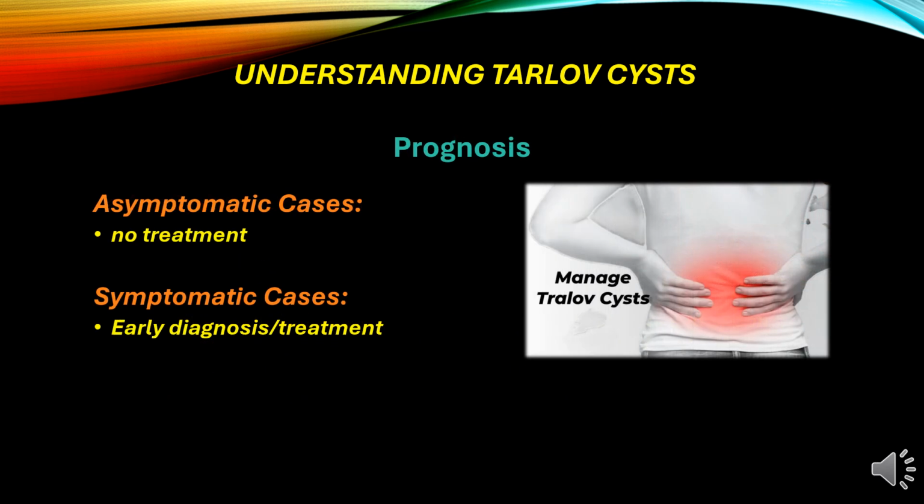Now, the prognosis for an individual who has a Tarlov cyst does depend on whether or not it's symptomatic or asymptomatic. So the prognosis depends largely on the symptom severity and the treatment approach. So asymptomatic cases are typically benign and require no intervention. However, in the symptomatic cases, early diagnosis and appropriate treatment can significantly improve outcomes, preventing the chronic pain or neurologic deficits.